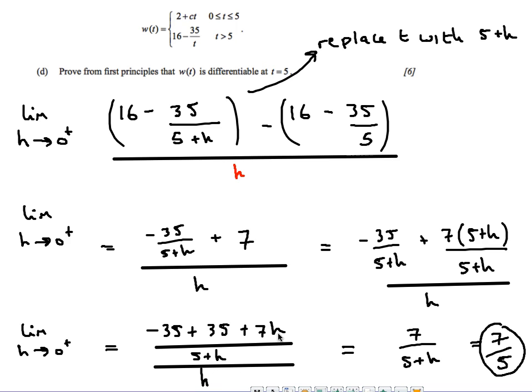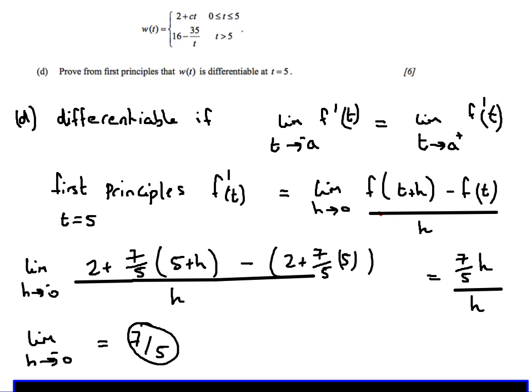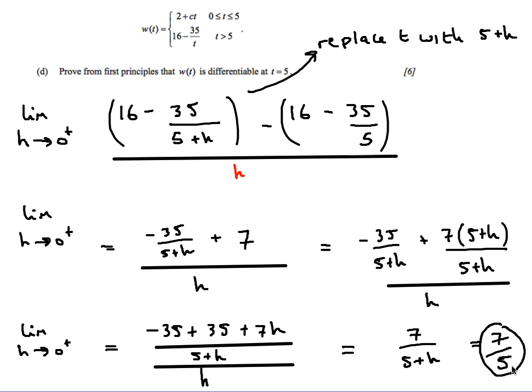And then the minus 35 and plus 35, well, they're going to cancel out. And the h and the h here, they cancel out, so I end up with 7 over 5 plus h, and then I run h approaching 0, and that's also going to give me 7 over 5. Okay, so I can just double check that. Look, for both the left hand side and the right hand side I've got 7 over 5, therefore I've proved from first principles that it's differentiable at t equals 5.